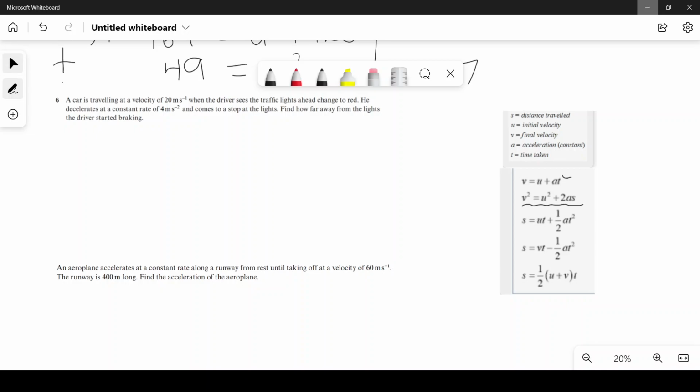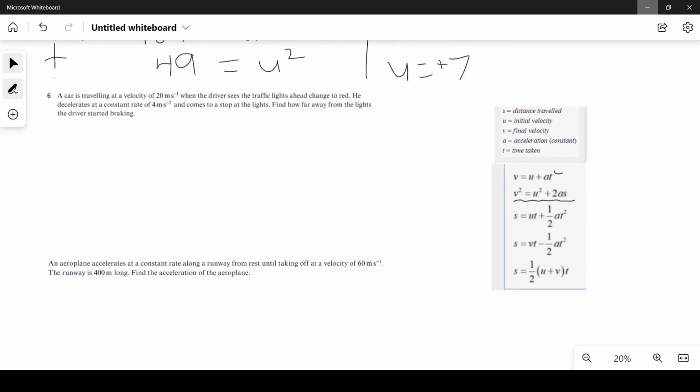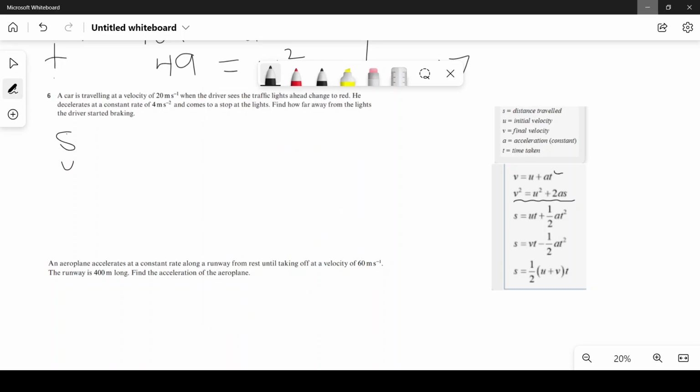Okay, let's calculate that. So we'll start by doing it with the SUVAT. S-U-V-A-T.